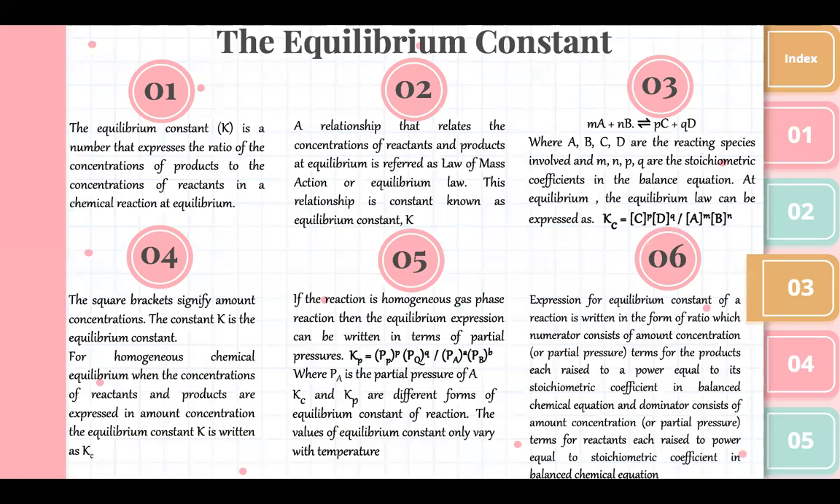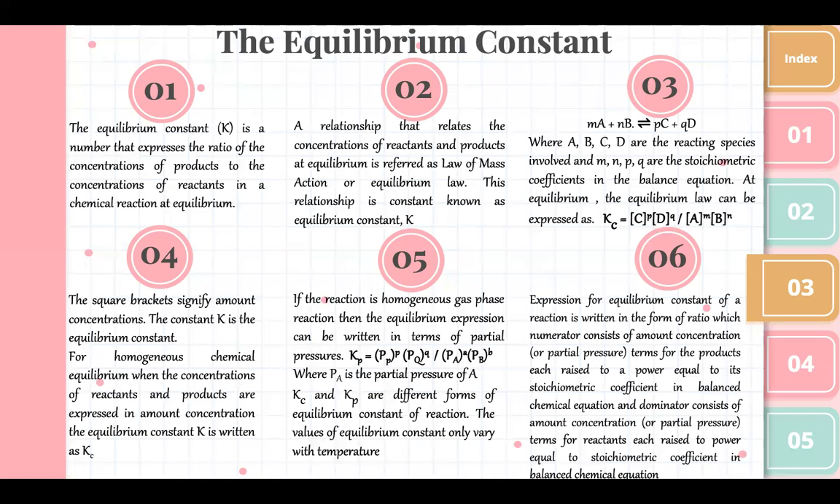Let's look into the equilibrium constant. The equilibrium constant, so-called K, is a number that expresses the ratio of the concentration of product to the concentration of reactant in a chemical reaction at equilibrium. A relationship that relates the concentration of reactants and products at equilibrium is referred to as the law of mass action, or equilibrium law. This relationship is constant, known as the equilibrium constant, K.